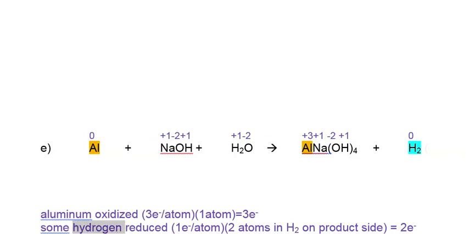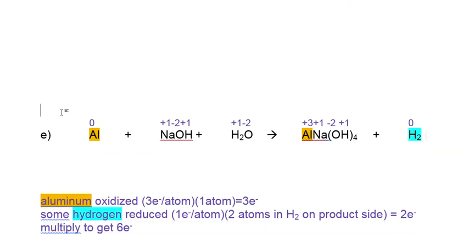And actually, let's make my highlighting match here. So we'll put our aluminum with the yellow and our hydrogen with the blue. So we've got 3 electrons on the oxidation side, 2 electrons on the reduction side. That does not match, so we need to make it match. Well, if we have 3 and 2, our lowest common multiple is going to be 6, so we're going to multiply to get 6. So the 3 we have to multiply by 2. So we're going to put 2 in there and 2 in there.